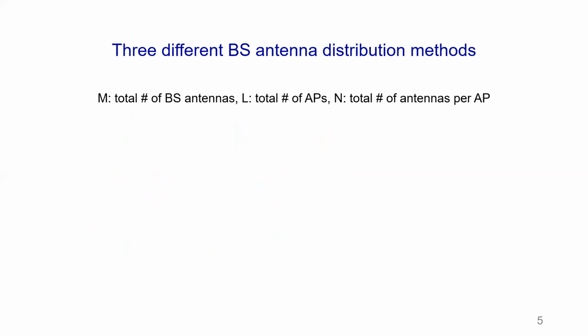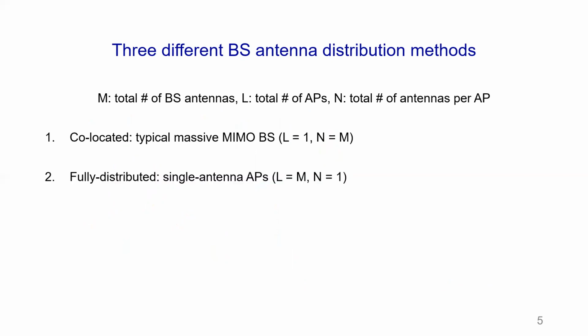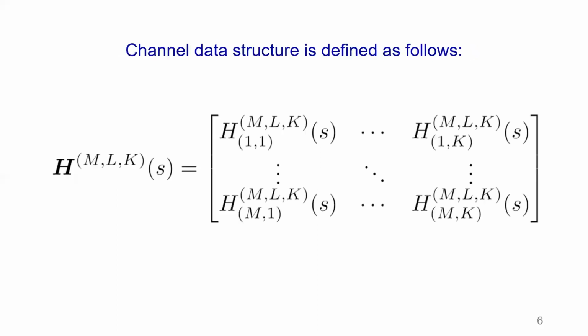If we define variable M to be the total number of base station antennas, L to be the total number of APs, and N to be the number of antennas per AP, the co-located system is a typical massive MIMO system with all base station antennas at the same location, so L is equal to 1. The fully distributed system is the distributed antenna system where each AP is equipped with a single antenna, so N is equal to 1, and the semi-distributed system lies in between these 2 extreme cases.